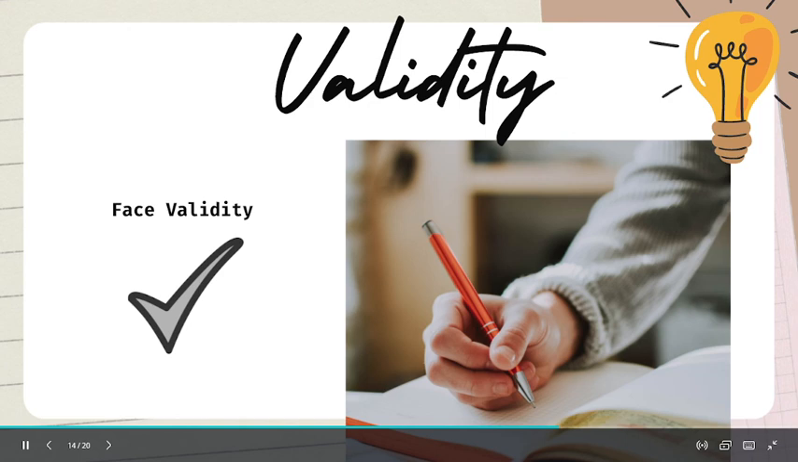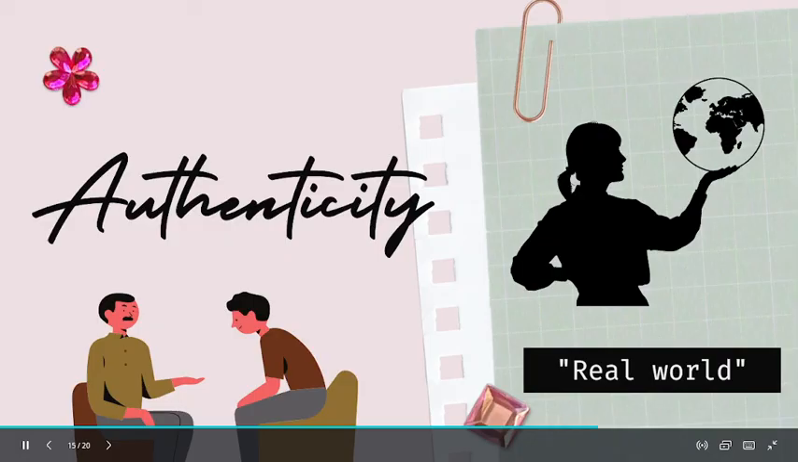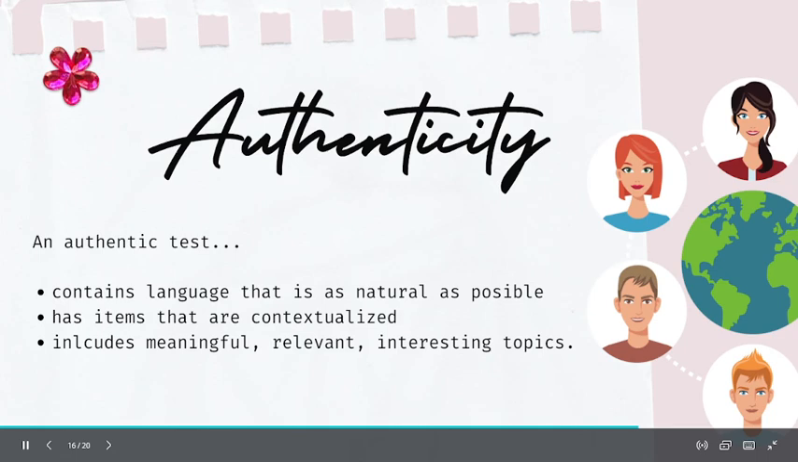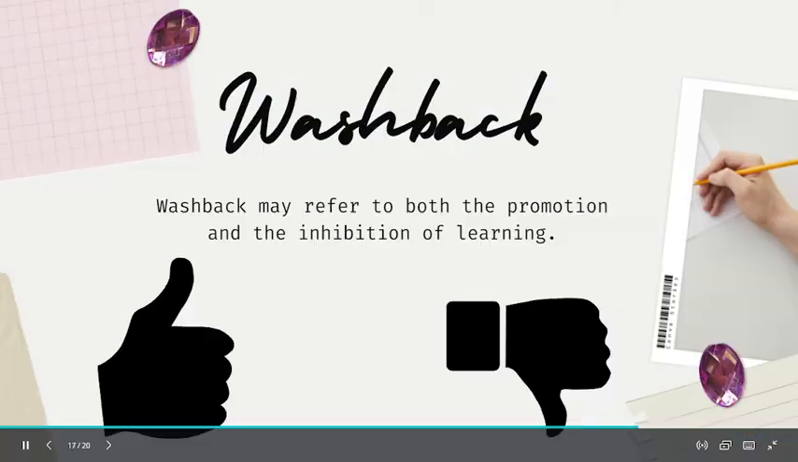The next principle is authenticity. That is difficult to define because who can certify whether a test is related with the real world or not. Authenticity deals with the real world. An authentic test contains language that is as natural as possible, has items that are contextualized, not isolated, includes meaningful, relevant, interesting topics, and offers tasks that replicate real-world tasks.